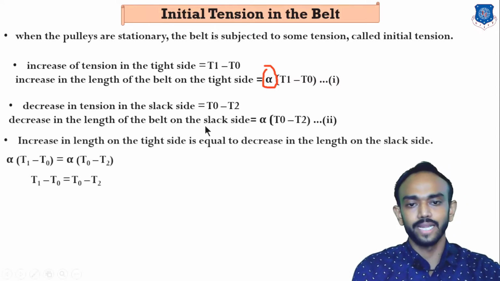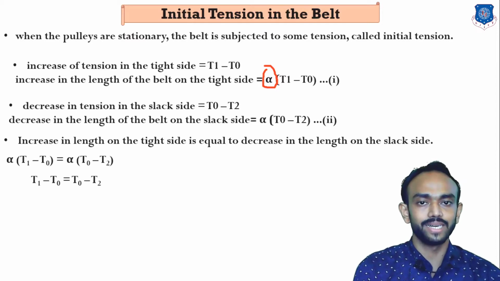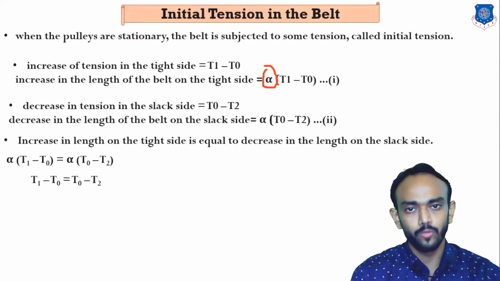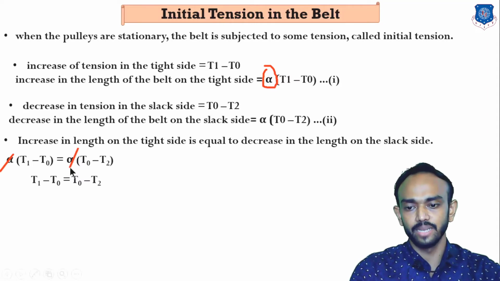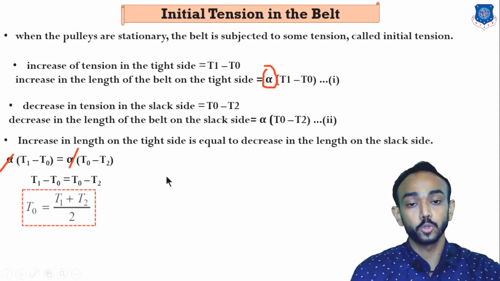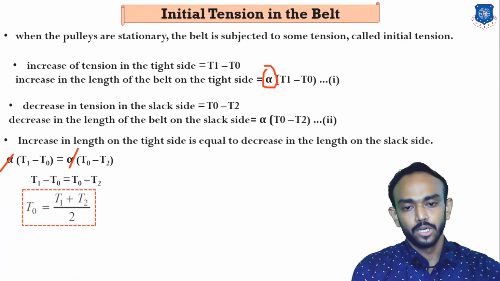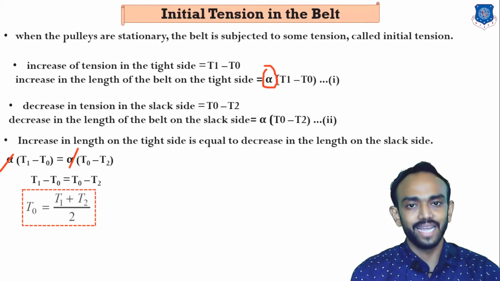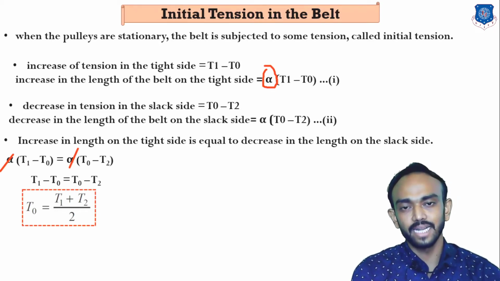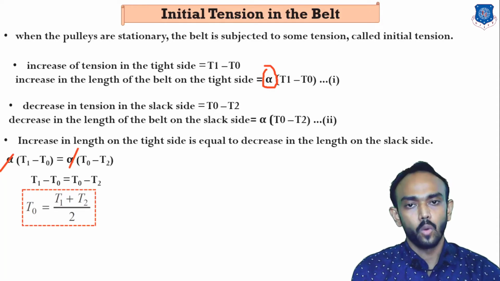If you equate both sides, because whatever amount is increasing on the tight side is decreasing on the slack side, both values are the same. Comparing both values, alpha cancels, and you find that the initial tension in a belt drive is equal to the average of the tight side and slack side tensions. This means that during rotation of the driver and driven pulleys, if the tight side is 2000 and the slack side is 1000, the average value is 1500. So the equation is initial tension equal to T1 plus T2 by 2.